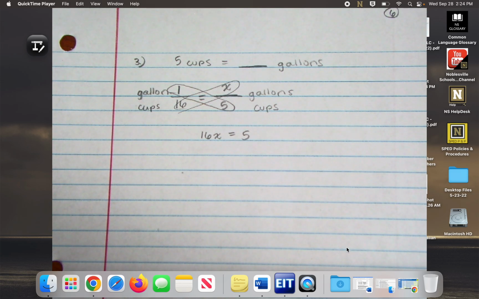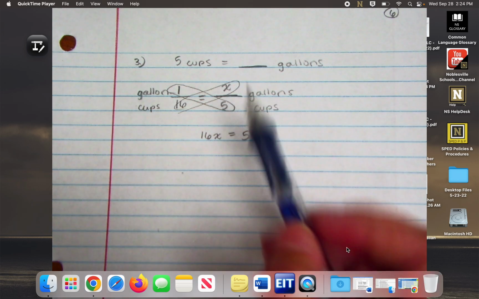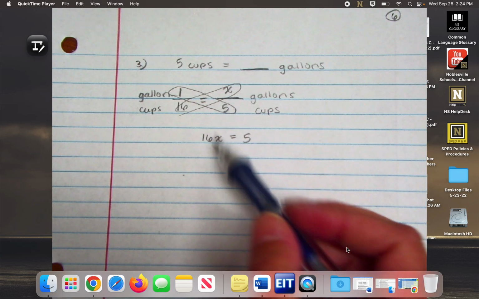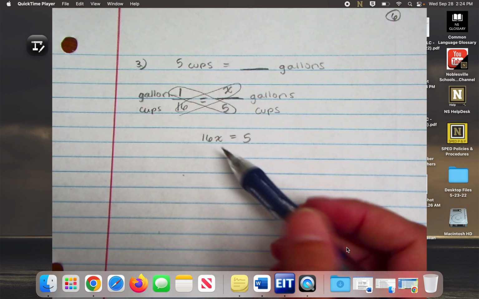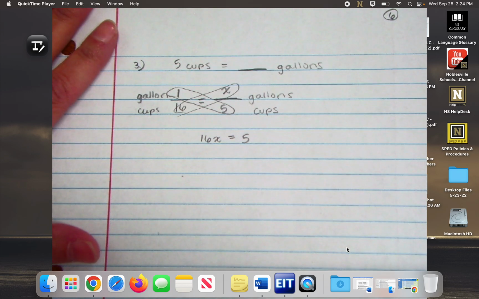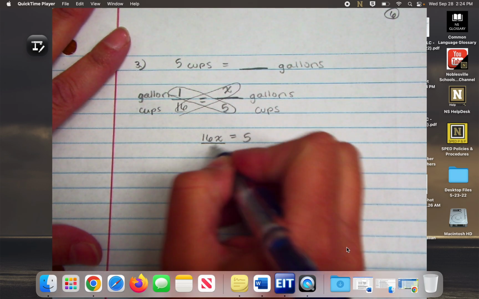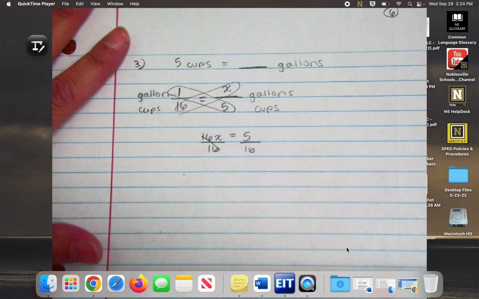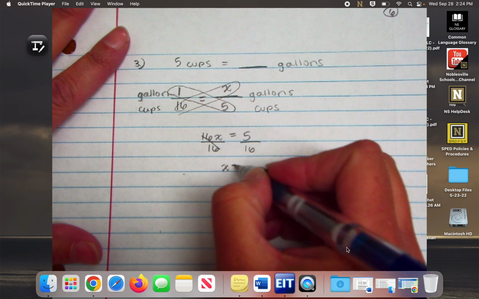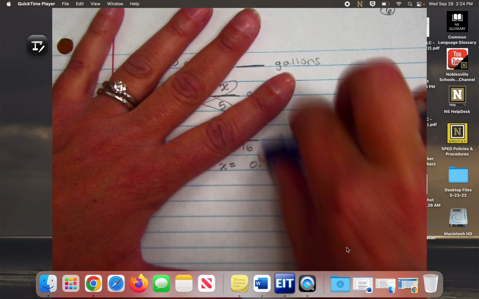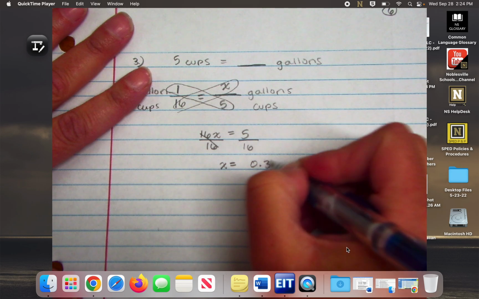Hopefully from 7th grade you remember what to do to get x by itself. We need inverse operations. If multiplication is happening here, what do I do to get rid of the 16? You divide. We're not going to do the wall of equality today because we only have one step, but yes, we would divide by 16. That is now gone. Put the x equals. And when you do 5 divided by 16, you get 0.3125.